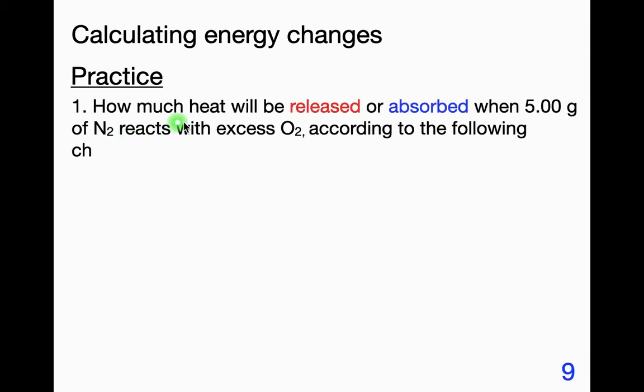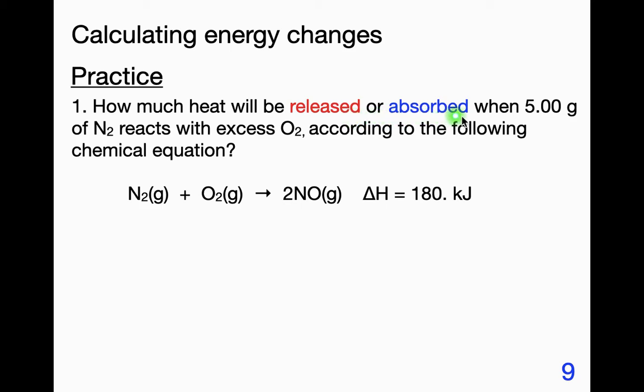Okay, let's do a couple of practice problems, and this will be similar to the homework that you're asked to do. We're just going to do 2 problems, and that's it. How much heat will be released or absorbed when 5 grams of nitrogen reacts with excess oxygen according to the following chemical equation? So this is our chemical equation. Now, the energy associated here is for the 1 mole of nitrogen to react with 1 mole of oxygen to give us 2 moles of nitrogen monoxide. So that's the energy component for the moles in this chemical reaction. What we now need to do is convert grams to moles and then to energy.